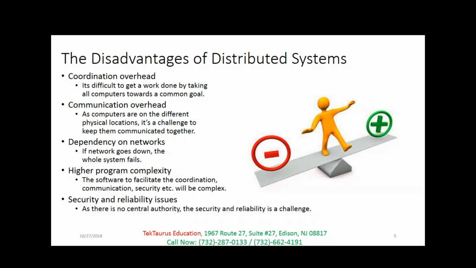Fourth is higher program complexity. To manage all these things, coordination and communication, the underlying software that is written to manage them is comparatively very complex.